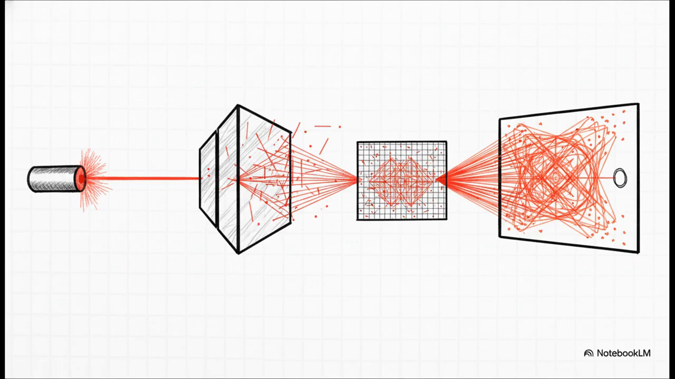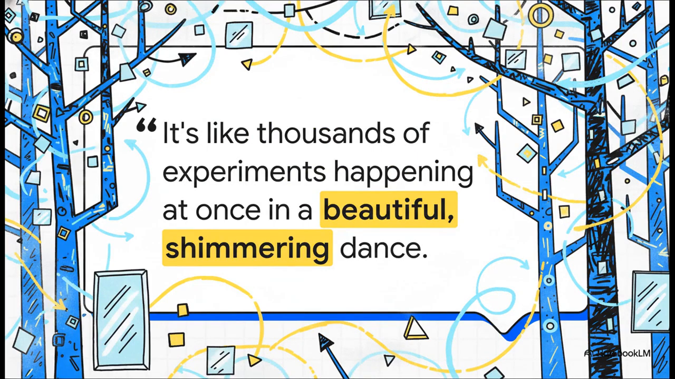It's got a laser, a prism full of mirrors to bounce the light around like crazy, and then its secret sauce, a programmable shimmer lattice that can shape that light with just unbelievable precision. This quote just nails it. It says it's like thousands, millions of experiments all happening at once in this beautiful, coordinated, shimmering dance.